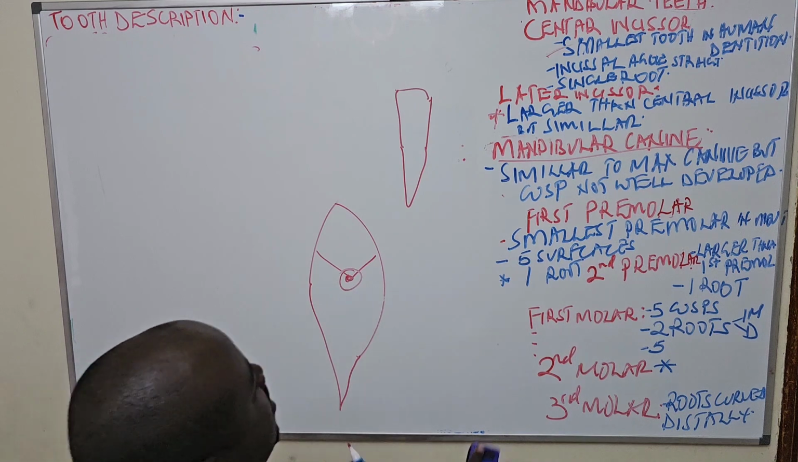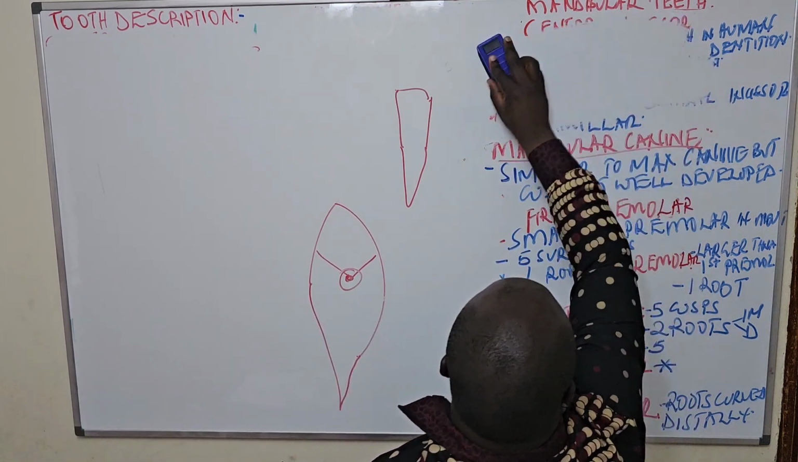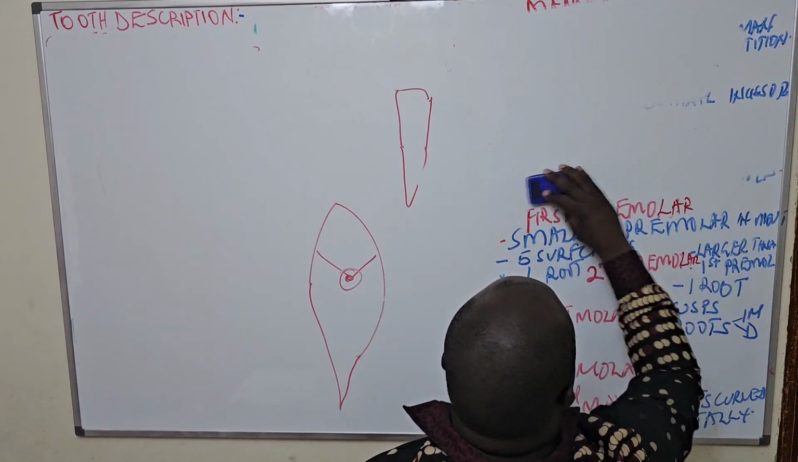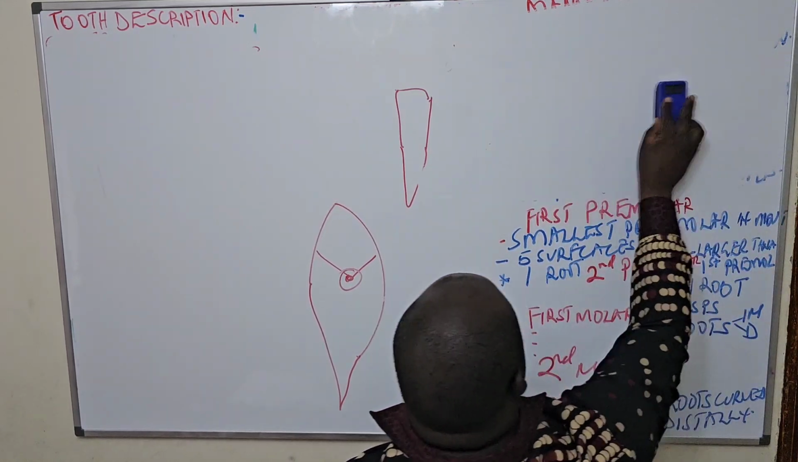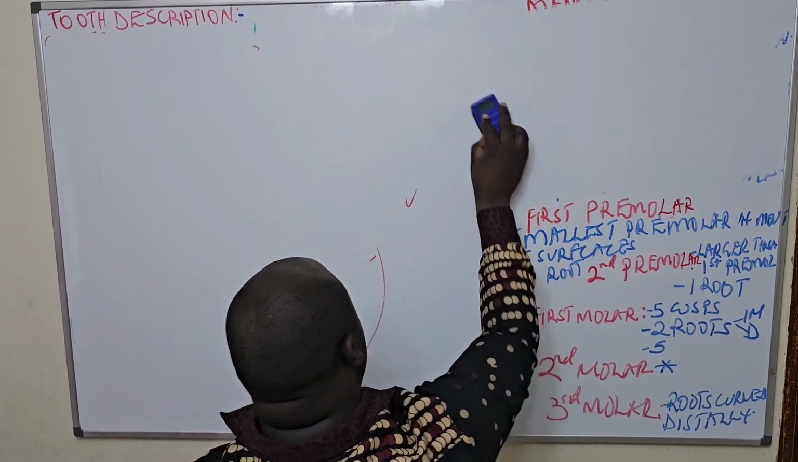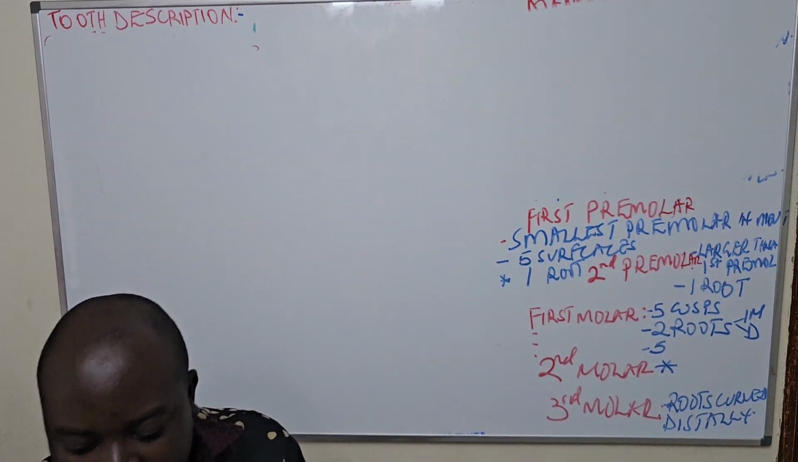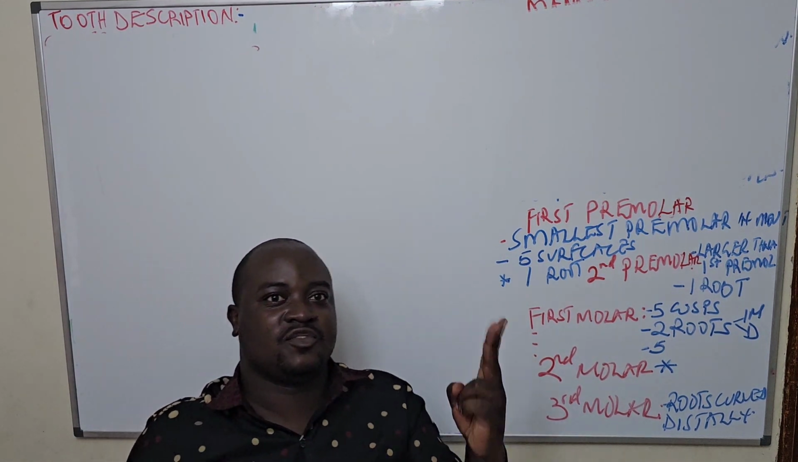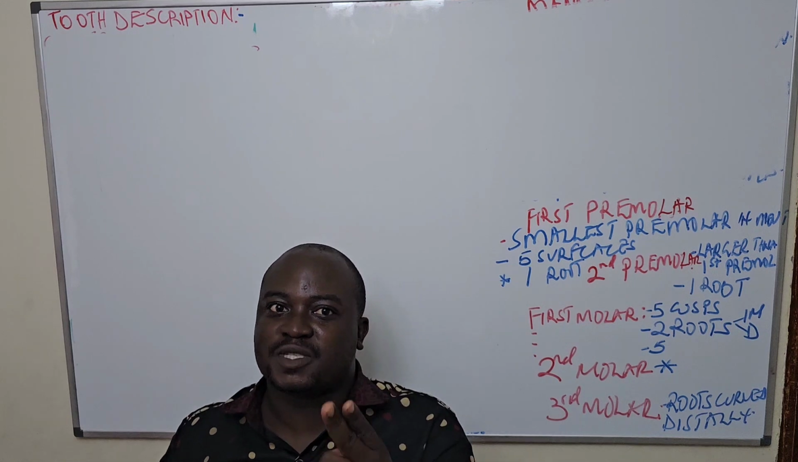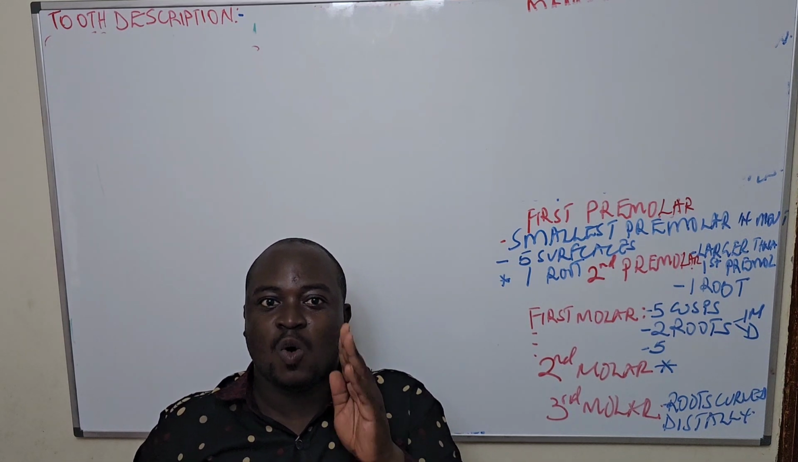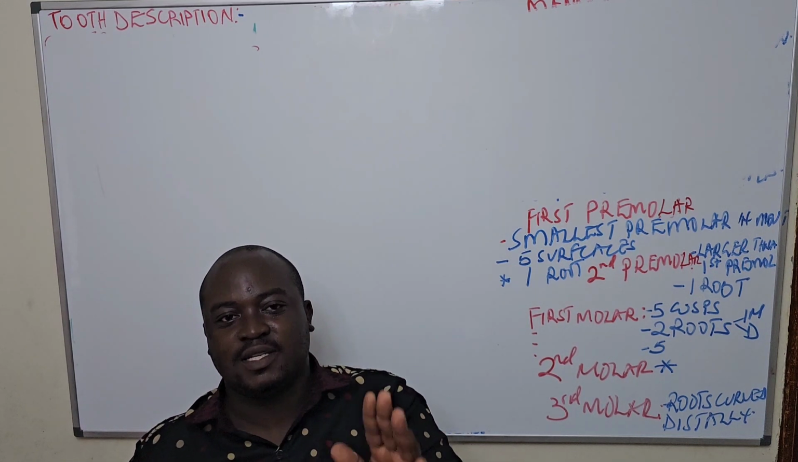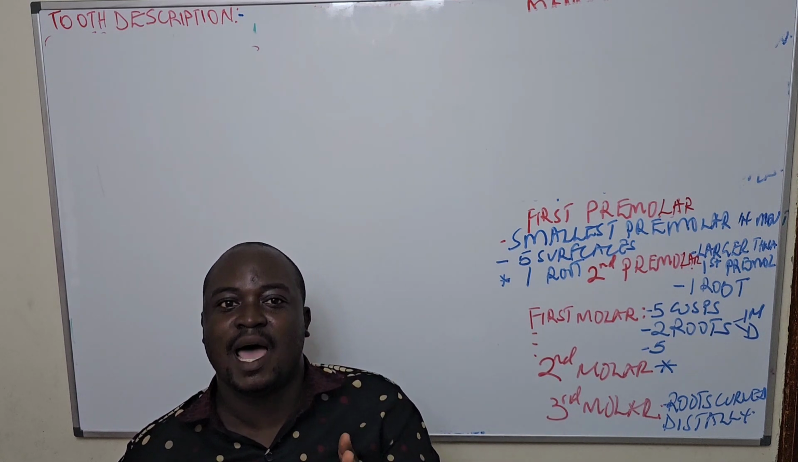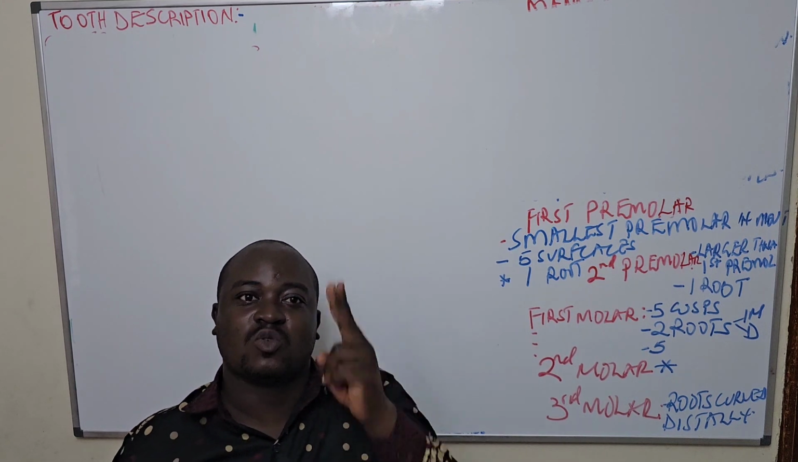Thank you. So now we go to the premolar. We talked about the maxillary premolars. We said they have 2 cusps. One cusp is buccal, another one is palatal. And the first premolar has two roots, and the second premolar has 1 root.